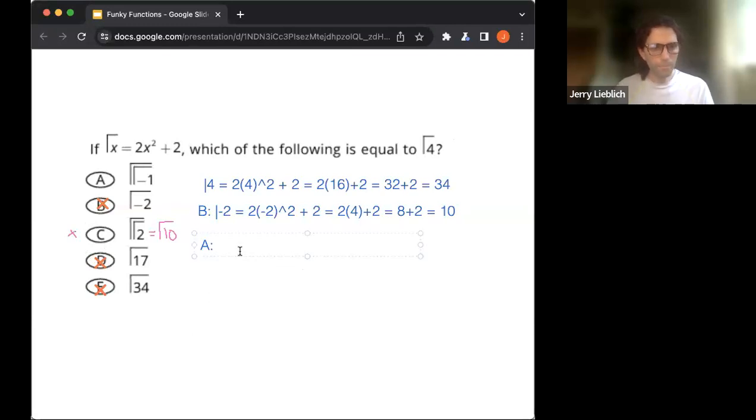So we'll try A. So L negative 1 is going to be equal to 2 times negative 1 squared plus 2. So 2 times 1 plus 2. Aha, it equals 4. So L of L negative 1 is actually going to be equal to L4. I don't even need to calculate it now. I know L4 is equal to L4, and I know it's equal to 34. A is going to be my answer.